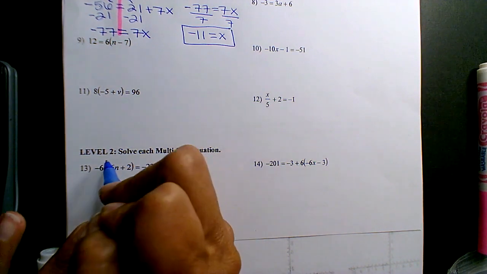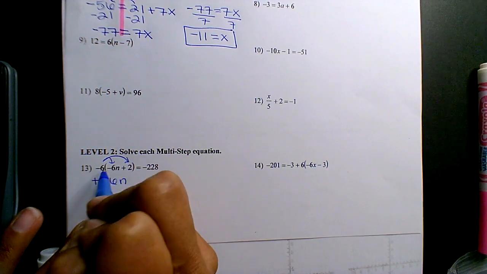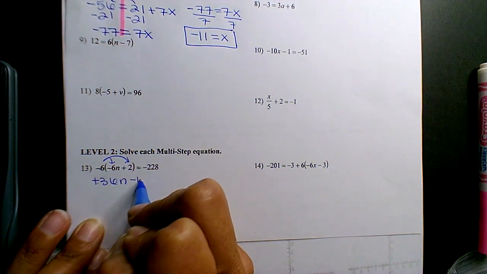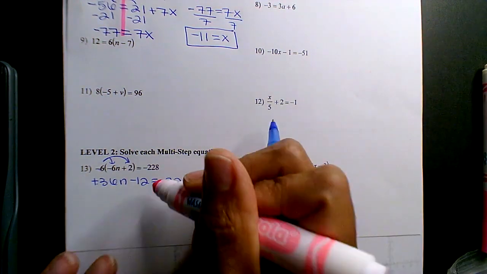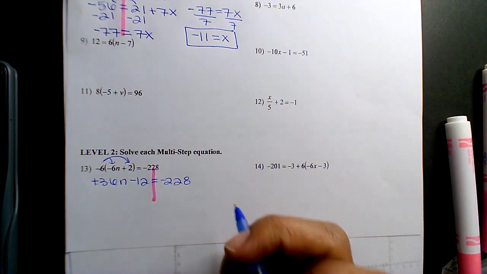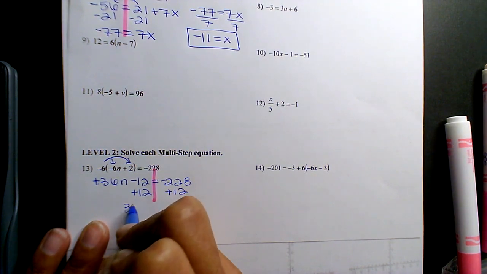Okay, so here again, just positive 36n, because a negative times a negative is a positive. Negative 6, positive 2, negative 12. Again, know your equal sign. Where is it located? It's here. So if I want to combine the 12 and the negative 28, I'm going to add 12. So you're going to inverse operate.